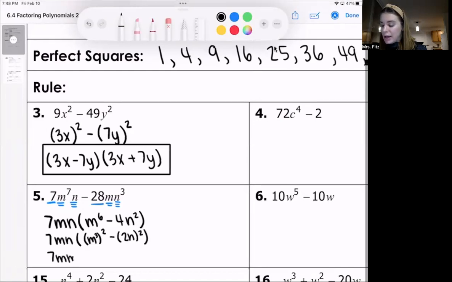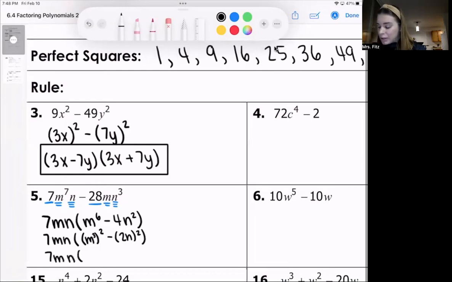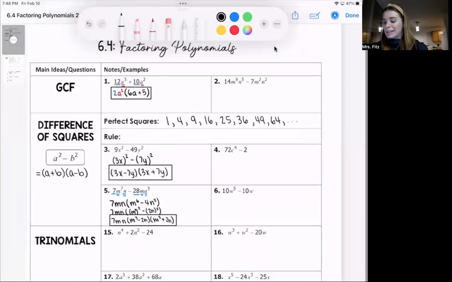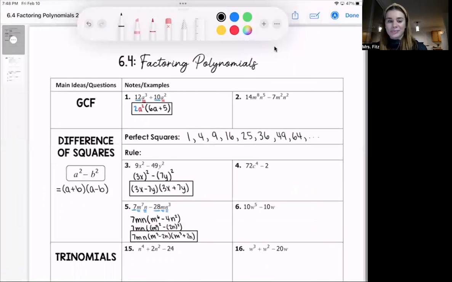So 7mn times, we get m cubed minus 2n times m cubed plus 2n. And that is as far as we can go for now. Okay, so go ahead and pause here and try numbers 4 and 6 on your own.